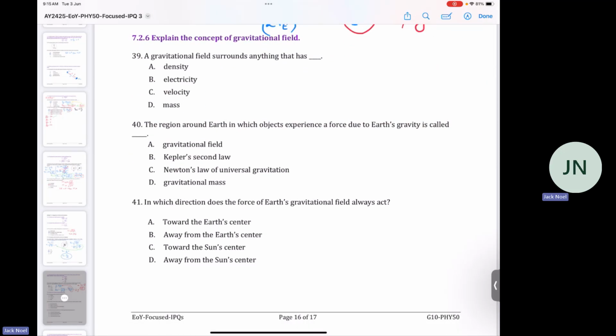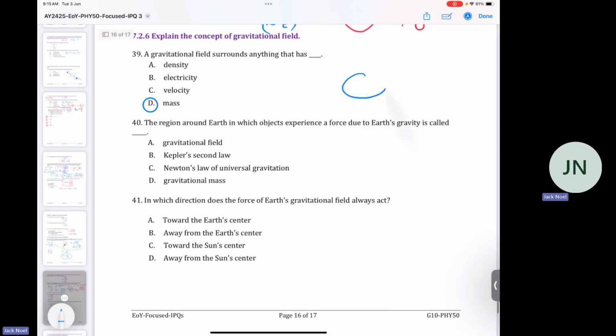A gravitational field surrounds anything that has mass. So any mass like this is surrounded by a gravitational field, which is directed towards the center of that mass. So the region around Earth in which objects experience a force due to Earth's gravity is called the gravitational field.